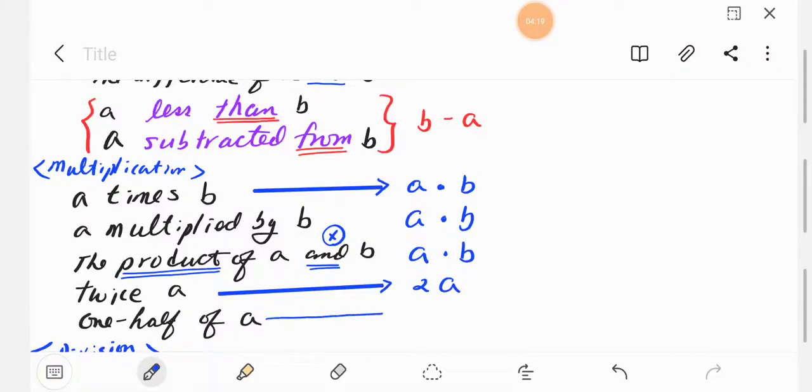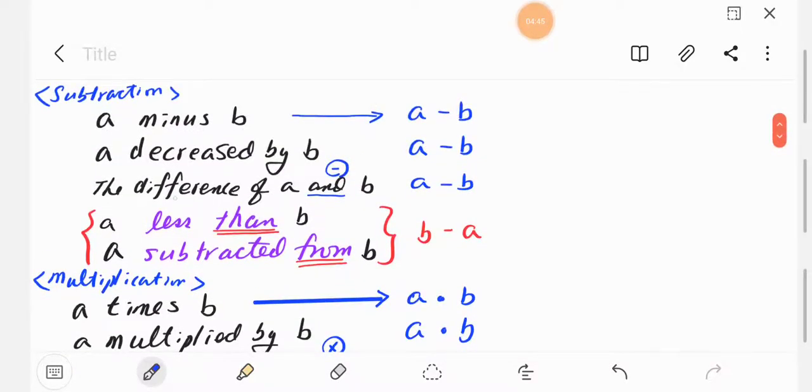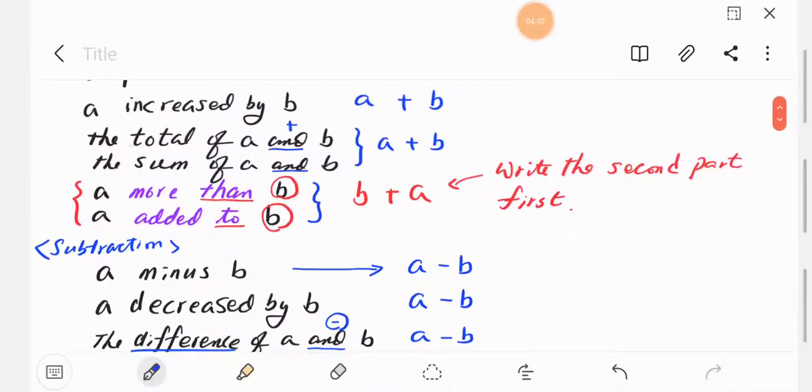How about 1/2 of A? Okay, this "of" means multiply. So 1/2 of A is 1/2 times A. Like 10% of 100 means 10% times 100. So if there is "of", then it's a product. Okay, so multiplication is simple. Make sure the product means multiply. And the difference means what? Minus. And the sum or the total means add.